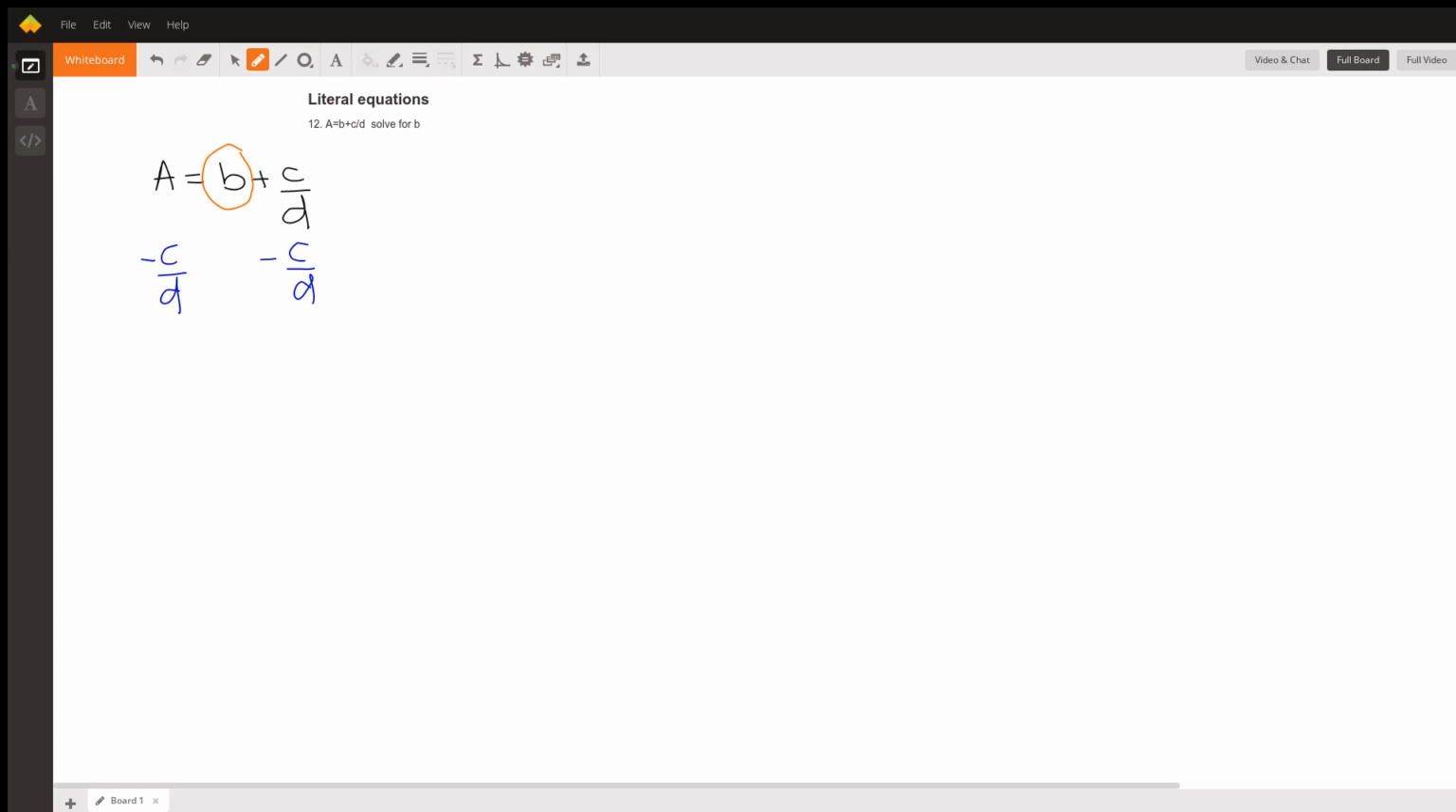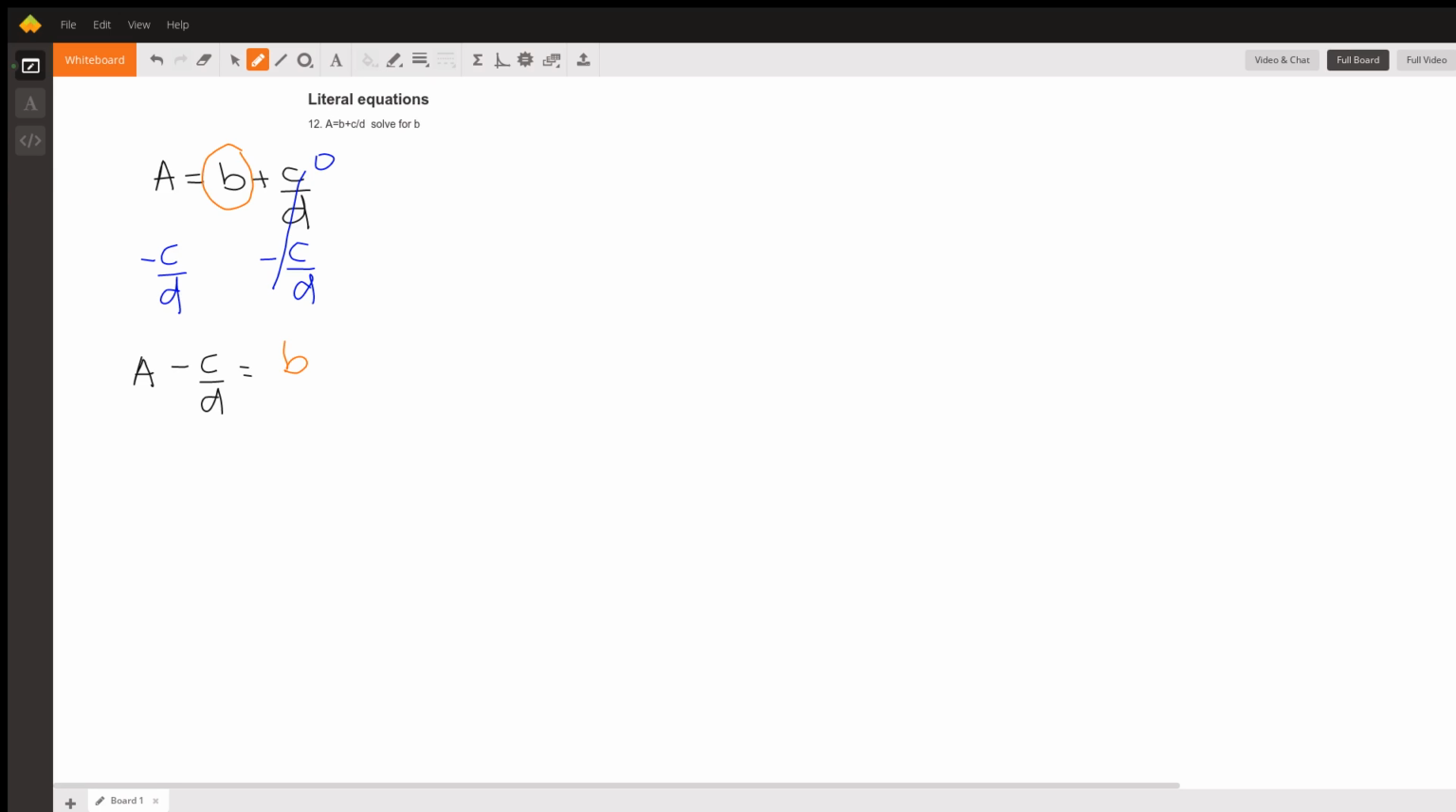So positive C over D minus C over D is actually going to cancel and equal 0, which is what we want. And then on the other side, we are still going to have that A value, but now we have this additional term of negative C over D. So we have A minus C over D is equal to what we want to solve for, which is B. And ladies and gentlemen, that is how we solve this particular equation. B is now isolated. We have nothing else that is being done to it. We don't have any kind of coefficient. So we have now solved the problem.